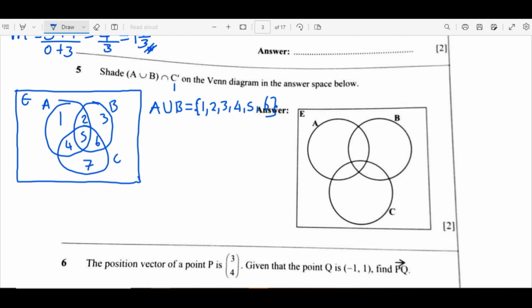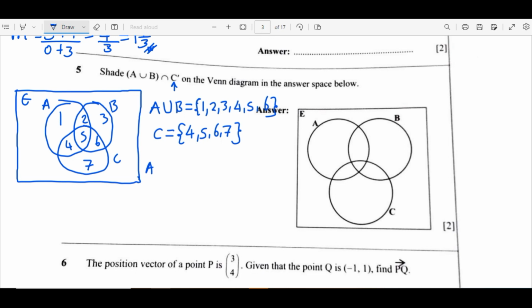Then what else? Let's find the element of C. The element of C is 4, 5, 6, 7. Now going back to our question, C has a complement. It means all elements in C must not be part of our solution. Now we can cancel element C in C. Maybe before we do that, let's go back to our question.